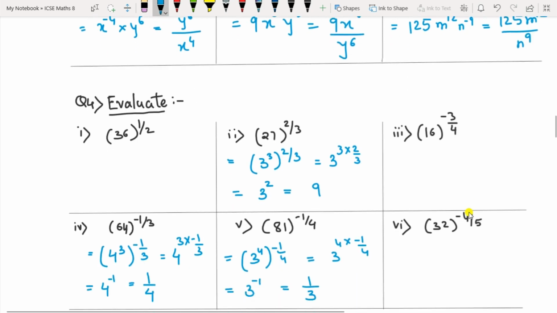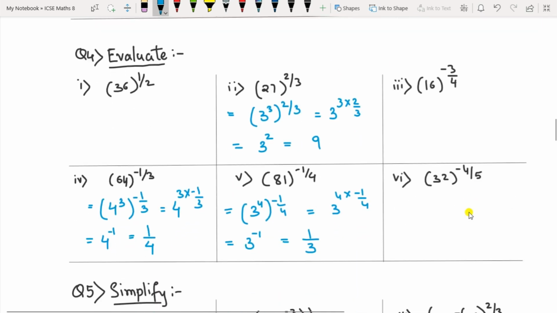Okay. Now question 4th is about evaluate. So this one you have to see. So this is 1 upon 2 is given, the power is in fraction now. So whatever is the denominator of the power, split the number to that power. Okay. So this one is, here the power is 1 by 2. So denominator is 2 here.